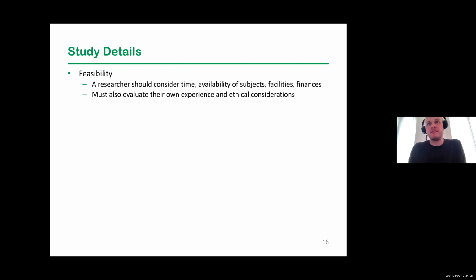Another one is facilities and finances. Do you have the support staff, or the support group, or the money to do a study and to support the statistics, or to support the RCs, or to support whatever you're doing? These are all very critical things to be thinking about that go beyond just considering the research question.